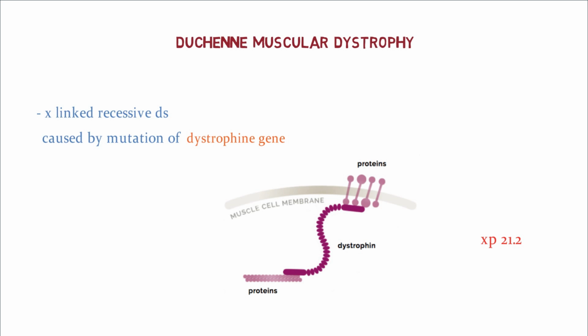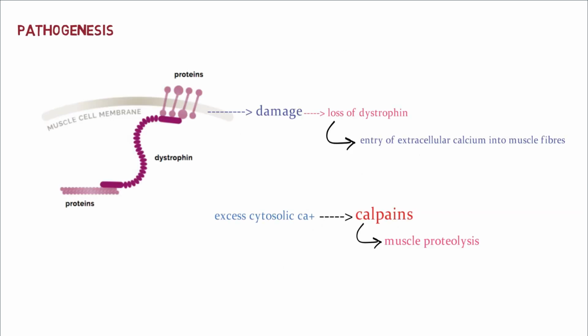Let's do a quick revision. First, we discussed Duchenne muscular dystrophy, and the main cause is a mutation of the dystrophin gene, right? And this gene is located on Xp21.2. And the pathogenesis is that there is a loss of dystrophin protein due to the mutation, right? So that's why there is damage to the muscle cell membrane, and therefore there is excess entry of calcium into the muscle fibers. That's why there is activation of calpains, and these calpains ultimately increase the mechanism of proteolysis. That's why there is necrosis and atrophy of the muscle.